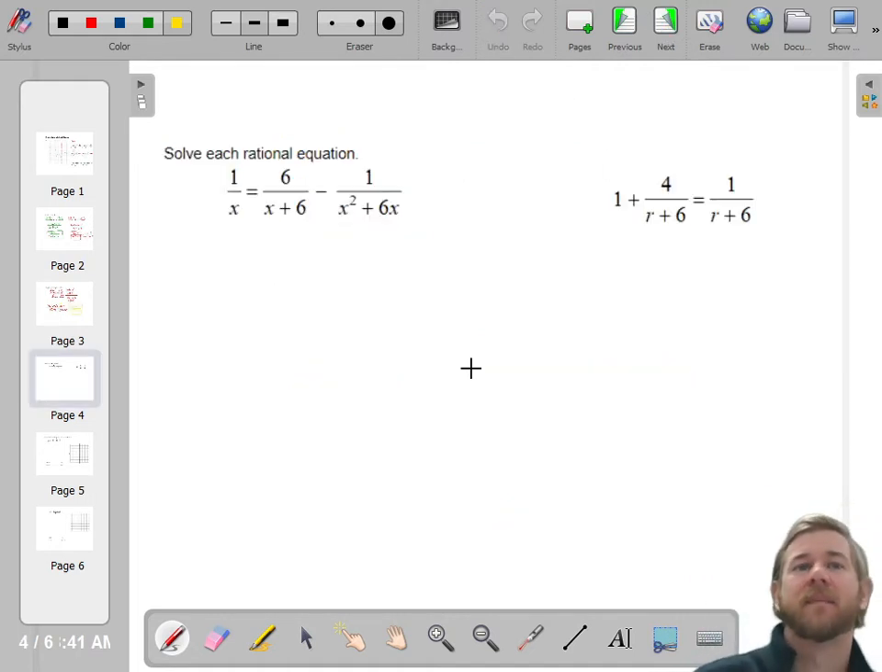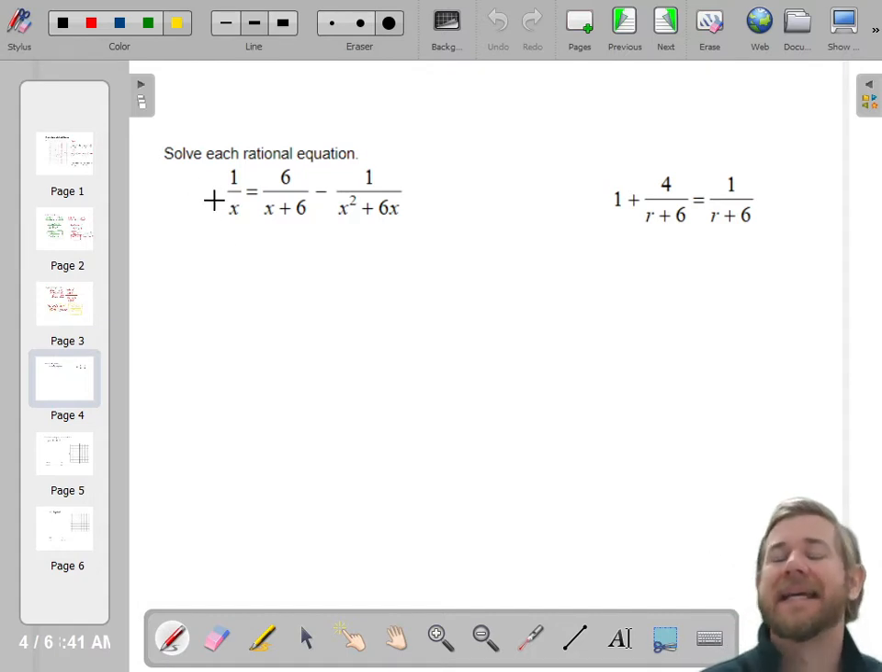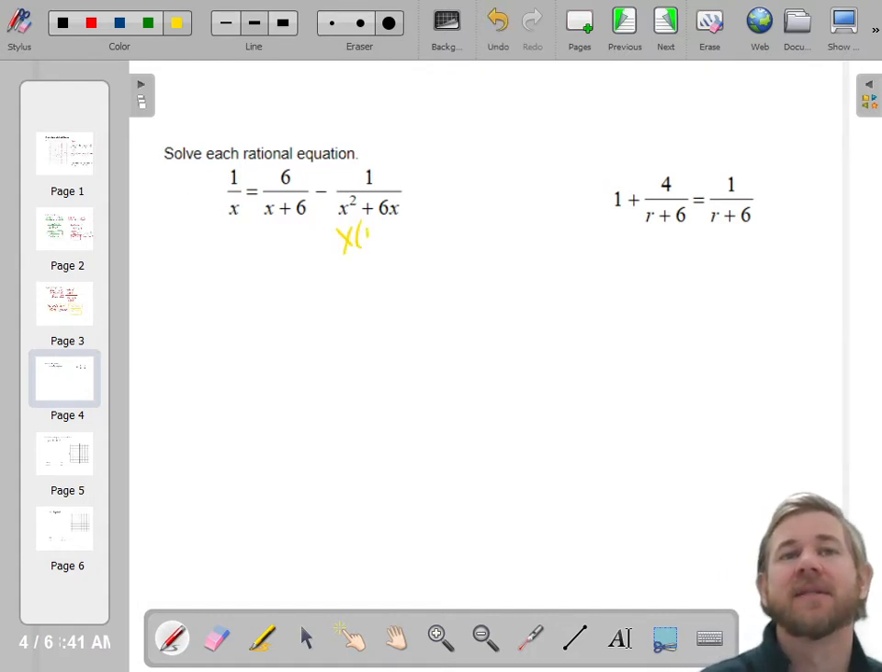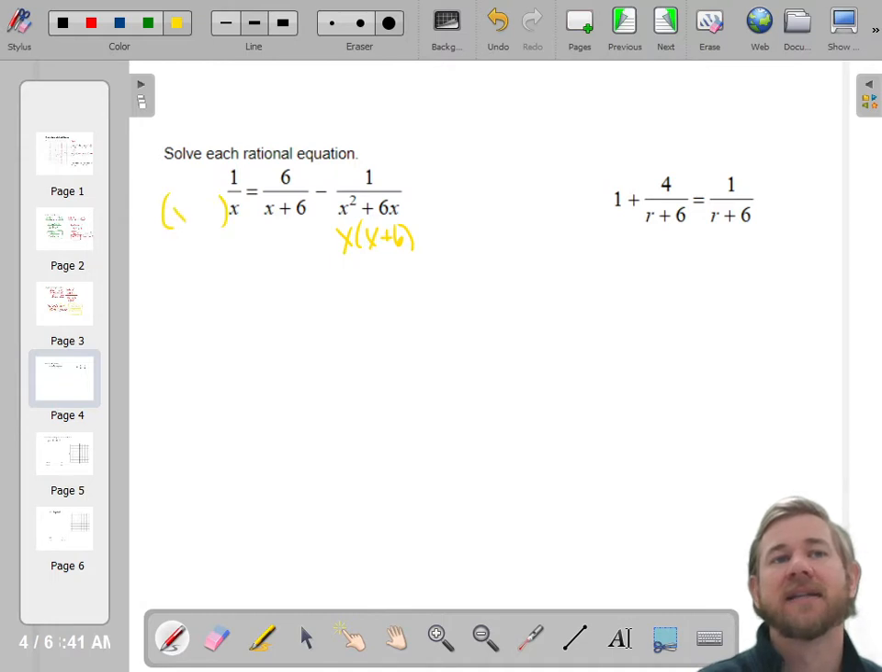What else you got? A little solving. All right, we can do some solving. The one strategy here that I think is most successful is if you get a common denominator for every term. Notice you can factor that one. It's x times x plus 6, which is nice because that means I'm going to give this guy an x plus 6 and this guy an x.